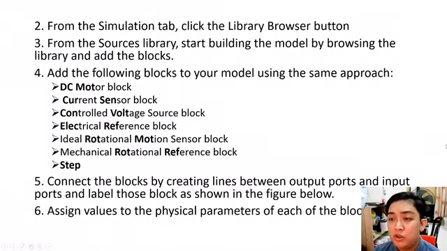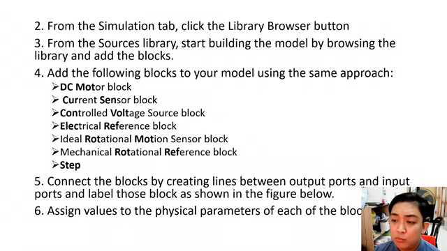Okay, from the simulation tab, you find library browser. From the library browser, you will see all the different kinds of blocks. So first thing first, what you need to do is add the following blocks, which are the DC motor block, current sensor block, control voltage block, electrical reference block, ideal rotational motion sensor block, mechanical rotational reference block, and also the step block.